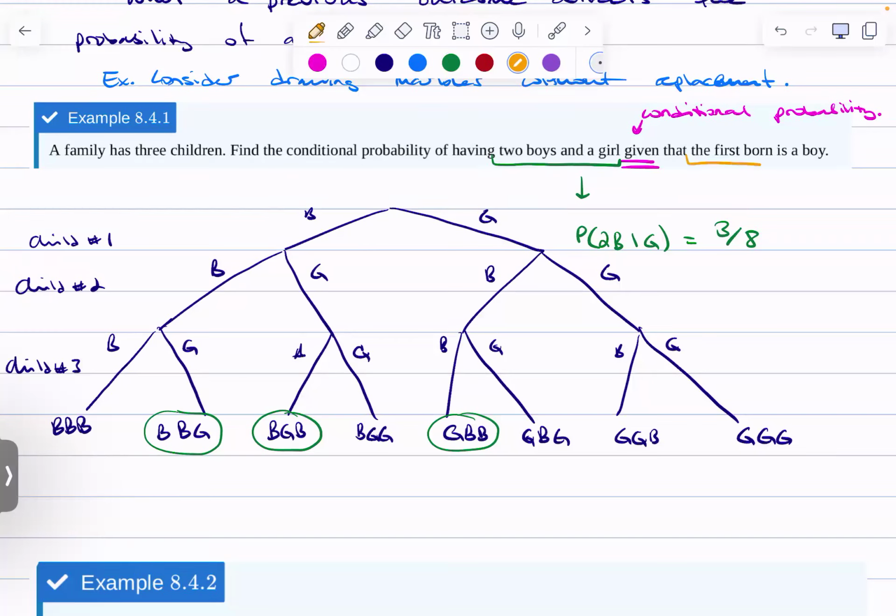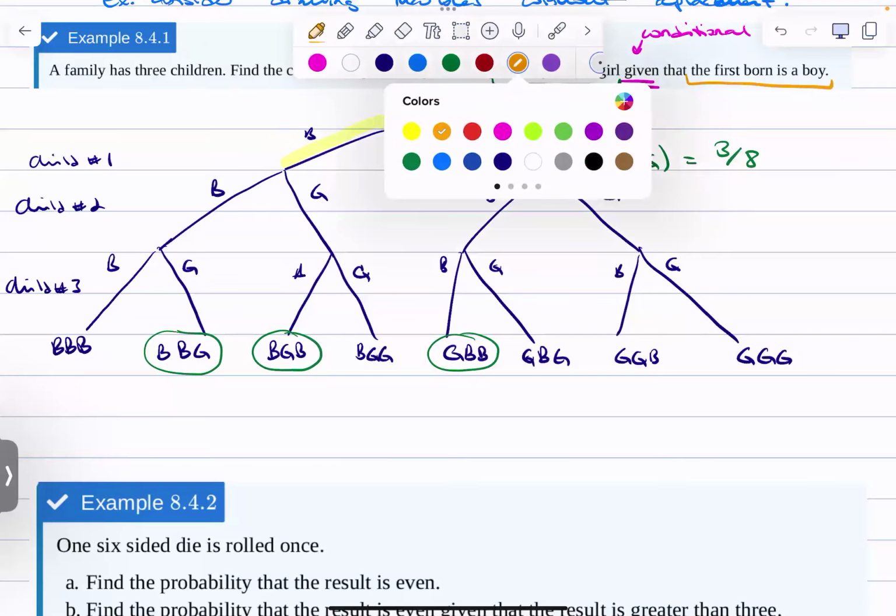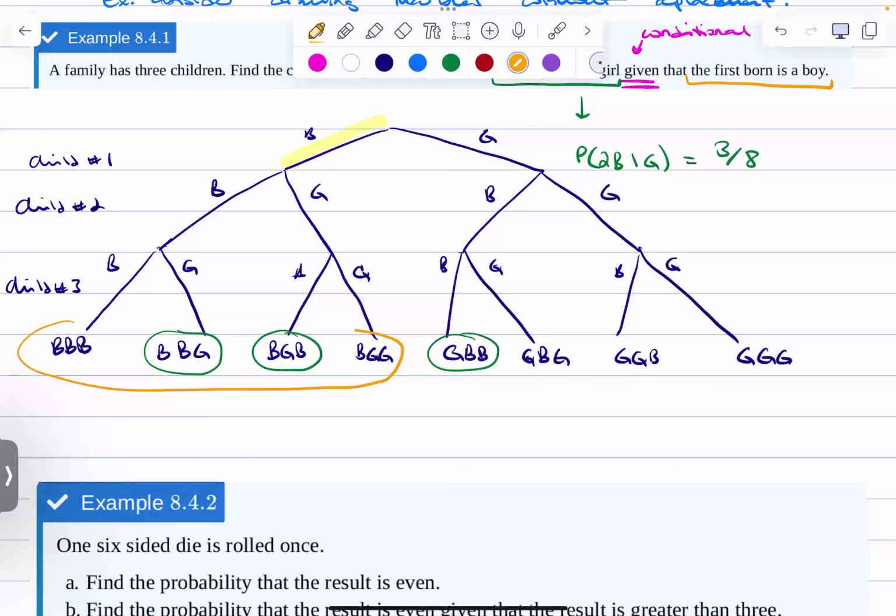And then the firstborn is a boy. That's the conditional or the given information. And so what that means is we're told that, hey, just so you know, the firstborn is a boy, which means that the firstborn has to be a boy. You're forced down this branch. Right? And so really what you're choosing from then, instead of all 8, now you're restricted to all the branches that came off of the firstborn being a boy.